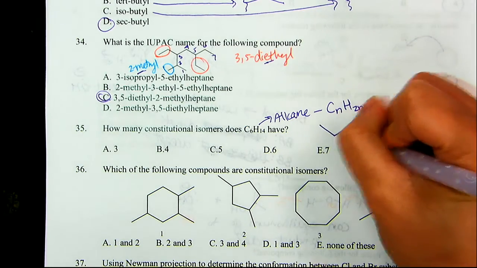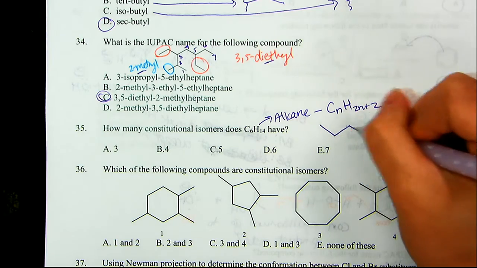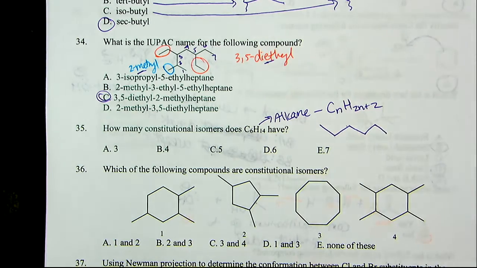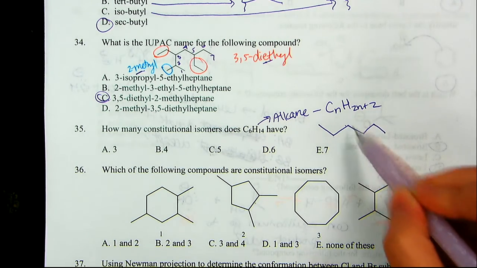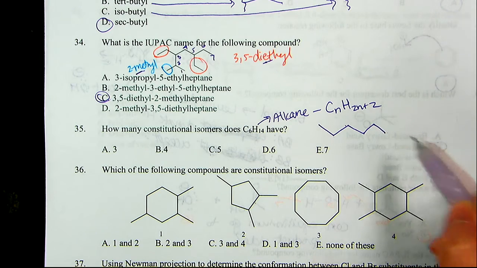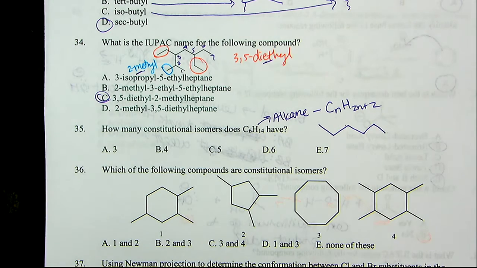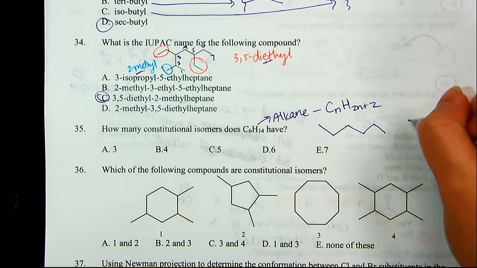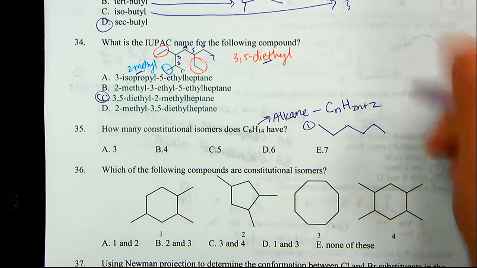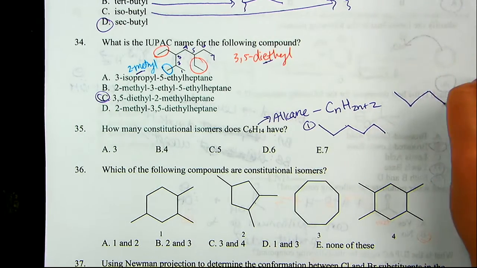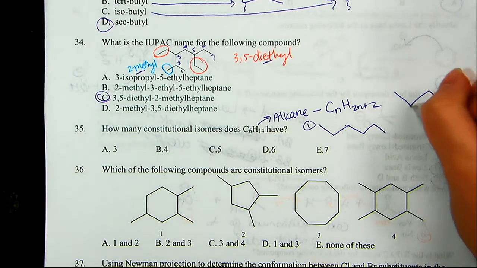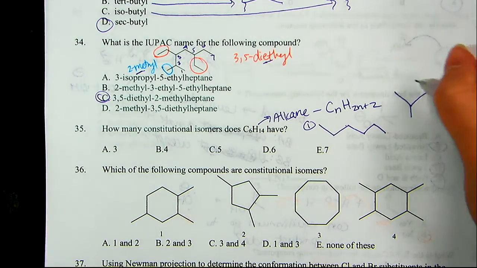We have, let's see, the linear chain. I start with my linear chain first: 1, 2, 3, 4, 5, 6. So that's going to be one of them. And then for the other constitutional isomers, I just cut off a carbon and move it around. So I have 1, 2, 3, 4, 5 now. I took one of the carbons and moved it here.